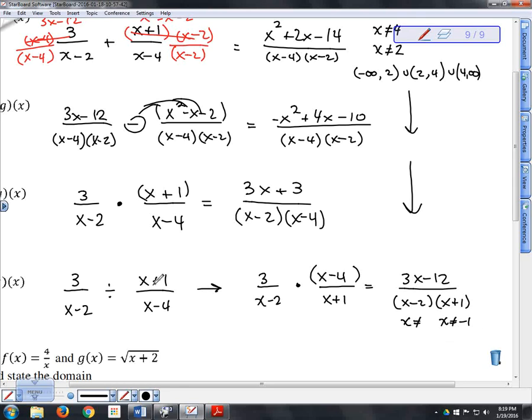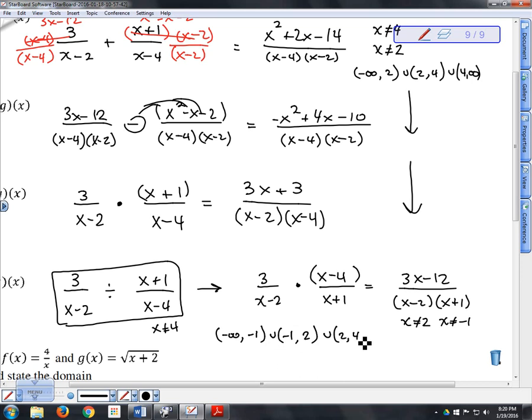But we also have to consider the original problem. This answer is only possible because we're claiming that this is possible, and this can only be possible if x does not equal 4 as well. So there's 3 domain restrictions. X cannot be 2, negative 1, or positive 4. So this domain is slightly different, from negative infinity to negative 1, and then from negative 1 to 2, from 2 to 4, and from 4 to infinity. That's the domain.